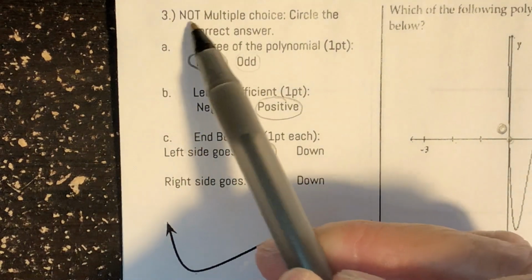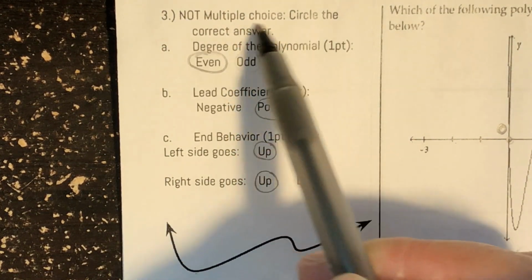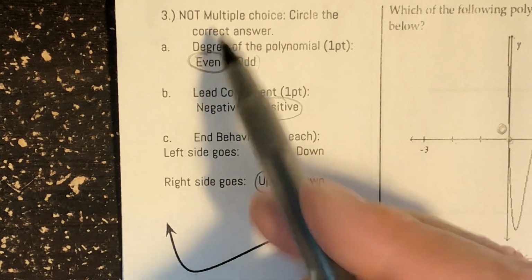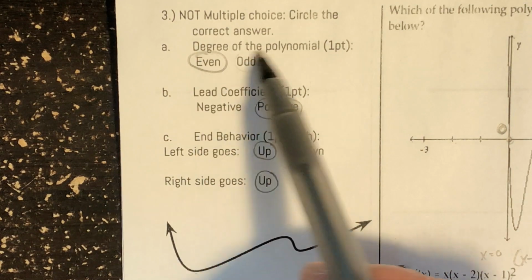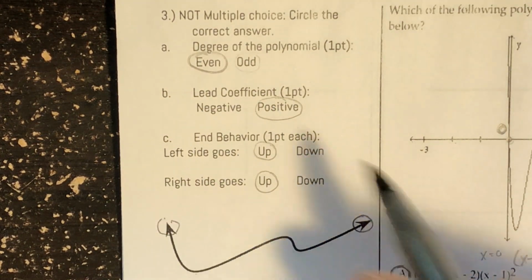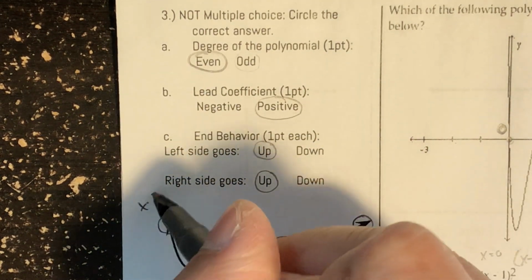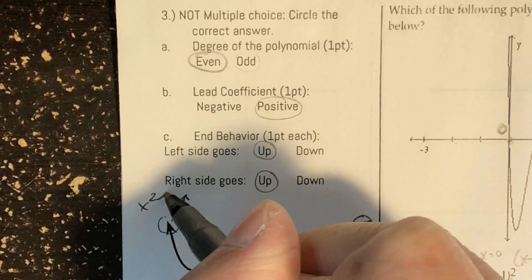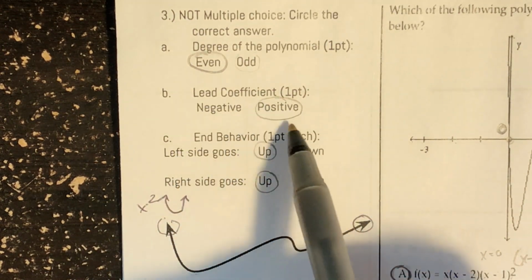Question number 3 is telling you that it's not multiple choice, but you still need to circle the correct answer. So looking at this squiggly roller coaster, it's asking what's the degree of the polynomial? Well, you'll notice that they both start up, end up. That is an even degree. That would be correct. Remember, the easiest even we know is x squared. So always write something easy and you know when they start up, the leading coefficient is positive.